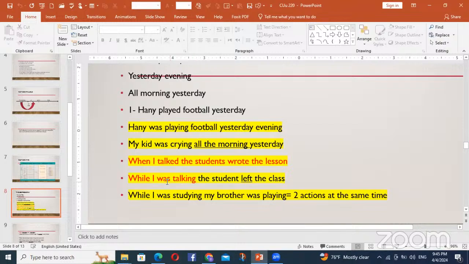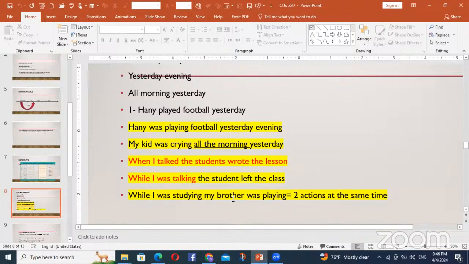So that's why we say "was talking". This is a long action. And the short one is "left", because the verb leave the class means go out of the class. Leave the class, it doesn't take time. Just open the door and go out. Okay? Talking, explaining the lesson, takes longer time. So the student left and the teacher goes on speaking and talking to the other students.